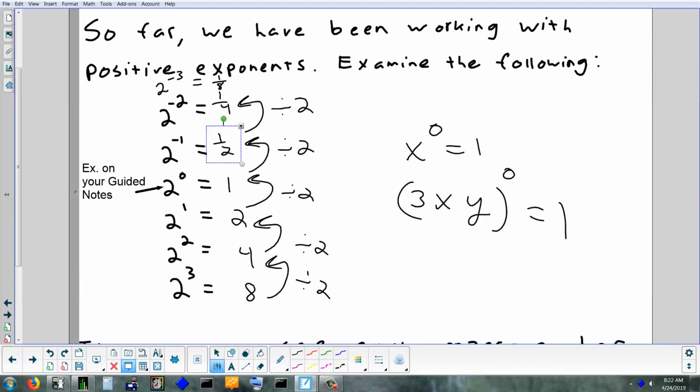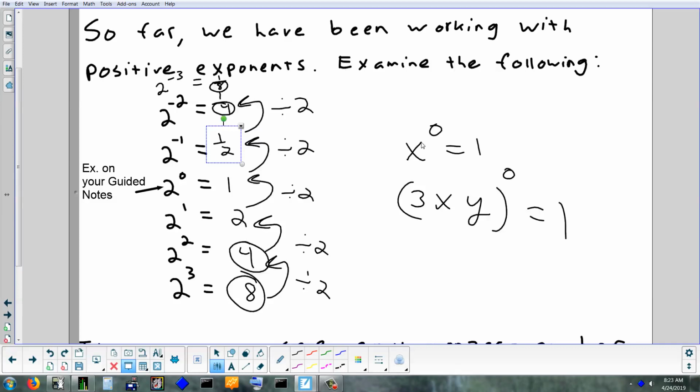Look at the pattern. 2 to the third, you got an 8. 2 to the negative third, you still got an 8. But where is the 8? In the bottom, right? 2 to the second, you got a 4. 2 to the negative second, you still got a 4. But where's the 4? It's in the bottom. So what do you think that tells you about negative exponents? They're always at the bottom.